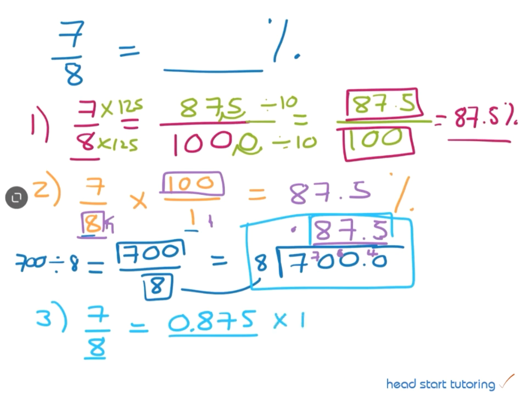and then we just need to convert our decimal into a percentage, and we do that by multiplying by 100. So any decimal multiplied by 100, we go from the decimal point 1, 2 places to the right, and that is because we are multiplying by 100, which has 2 zeros. So 0.875 multiplied by 100 is again 87.5, and that is our percentage. So as you can see, for the first method, the second method, and the third method, we end up with an answer of 87.5%. So 7/8 as a percentage is equal to 87.5.